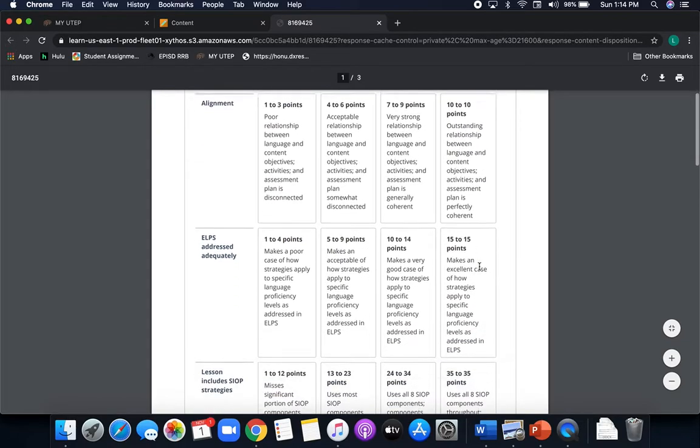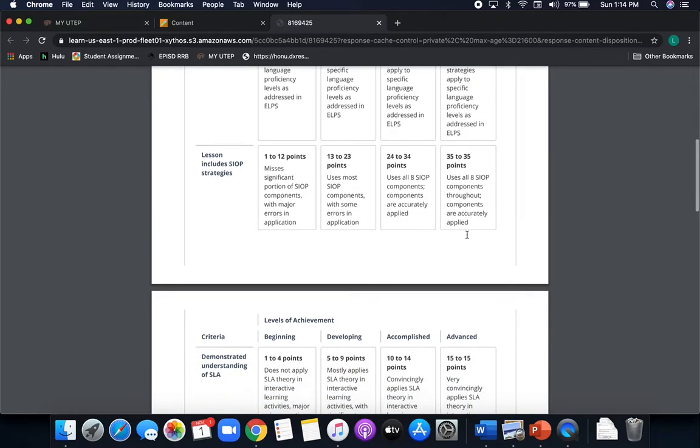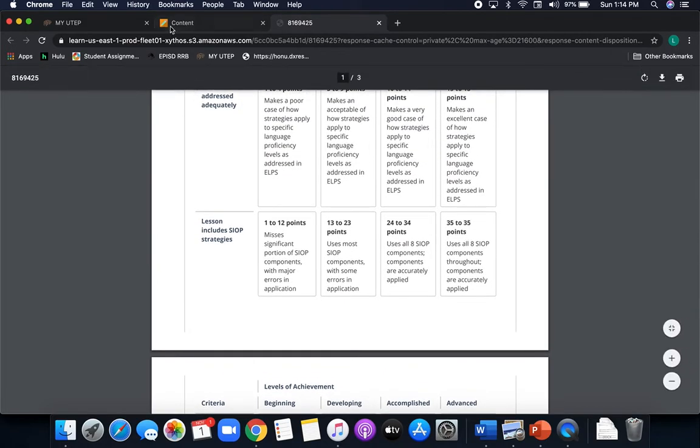So one of the things that you're being asked to do, I'm going to come down here to where it says include SIOP strategies. It says uses all 8 SIOP components throughout, and components are accurately applied. And that's why I gave you those book pages for where those SIOP components are. At this point in the course, you might want a little review of what SIOP is and what those components are. So take a look back at the book to make sure that you know what it is you're looking for in those SIOP components, okay? So let me come back here.